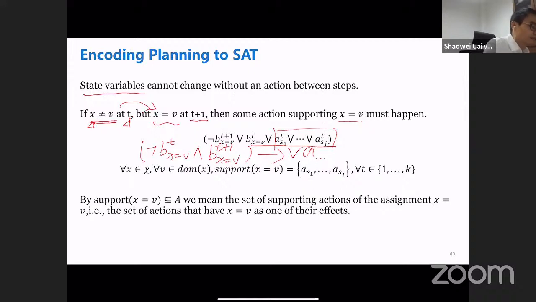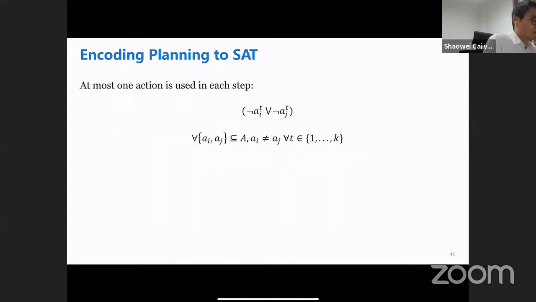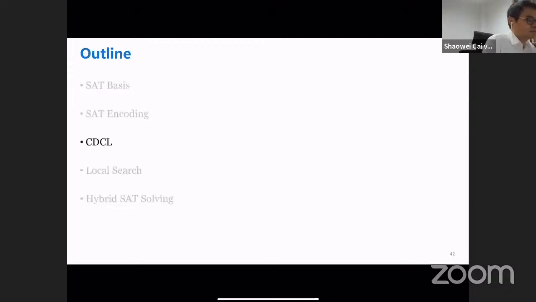And then we can describe it in the form of a clause. We can get the negation here and all the actions here. Finally, we get this clause. Okay, the last one is easy. At most one action is used in each step. So we just need to produce two negative clauses to say that no two actions happen at the same time. All right. So we just finished the encoding part.